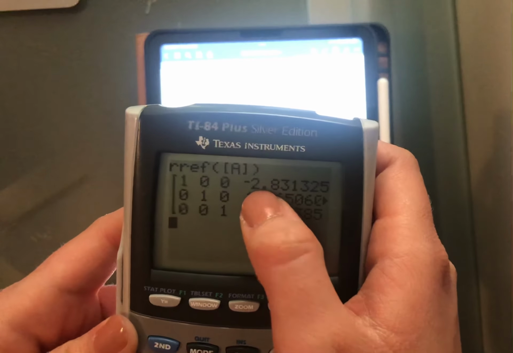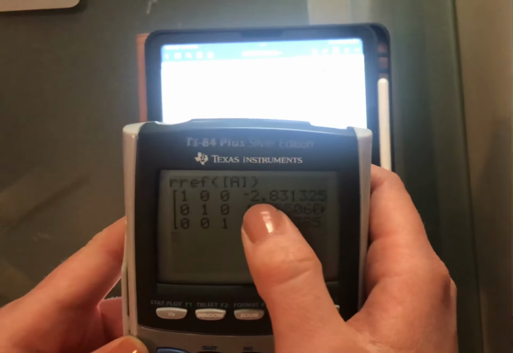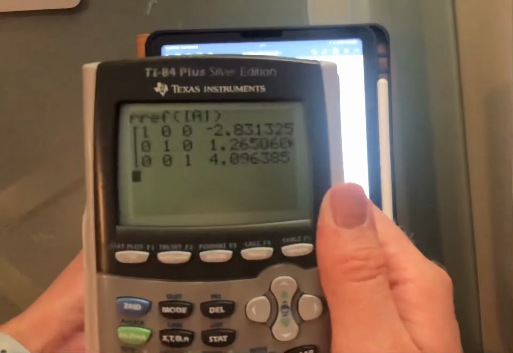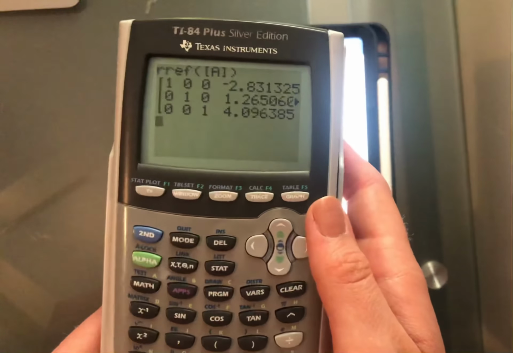So this one is negative because I picked the wrong direction, and these are positive because they're right. But, so that is how you find answers with a scientific calculator.